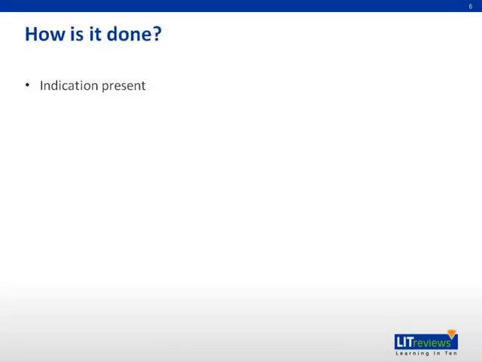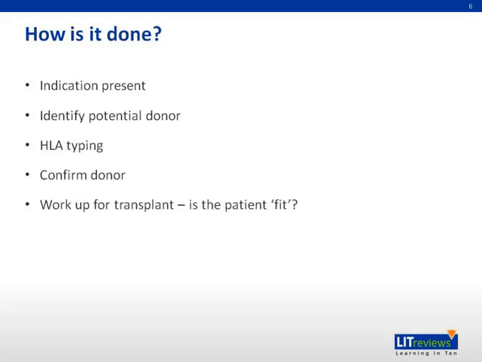Firstly, an indication for a transplant must be present. Next, we have to identify a potential donor, usually a sibling. If this is not possible, then we have to consider searching for an unrelated donor. Then, typing of the patient and donor for human leukocyte antigens, or HLA, is done, and potential matches are identified and the best donor is selected. A workup on the patient and donor is done.